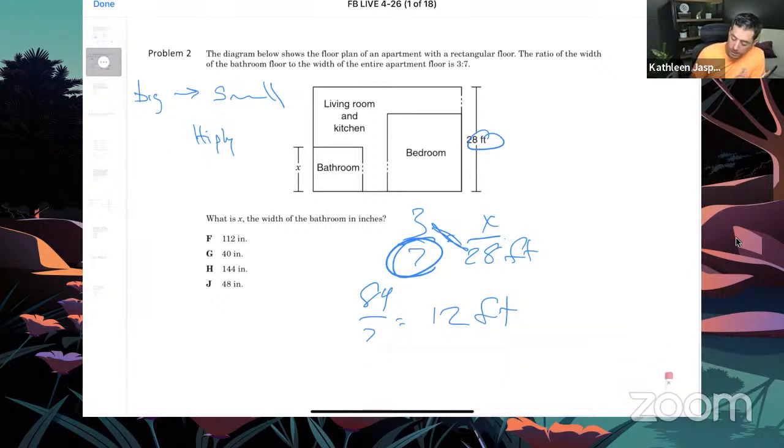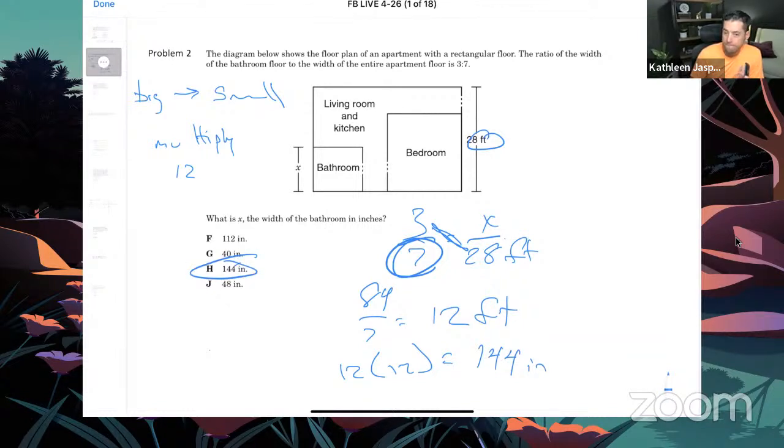When we're dealing with inches and feet, what's the magic number for inches and feet? It's going to be 12. So you take whatever you have as your value, you multiply it by 12, and you'll get feet to inches. So in this case, it's 12 times 12, because there's 12 inches in every foot. You get 144 inches, and that is going to be your answer.